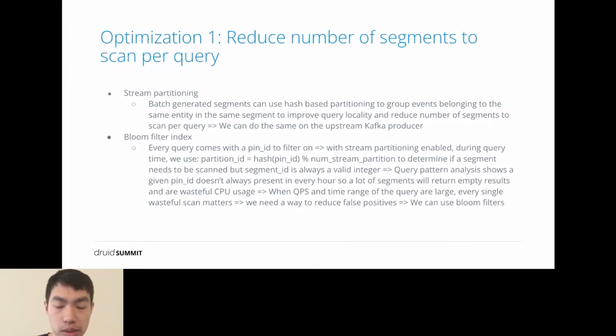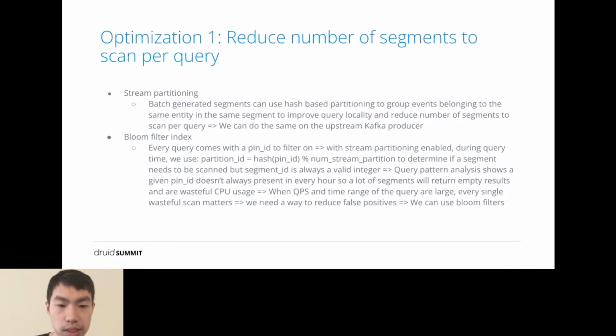Here, the entity usually means some kind of ID or experiment name or advertiser name, based on the use case that is always present in the query. So why don't we do the same on the Druid side? Because there's no shuffling on the middle manager side. So what we can do is do it on the upstream Kafka producer side. Another thing we found useful is the Bloom filter index.